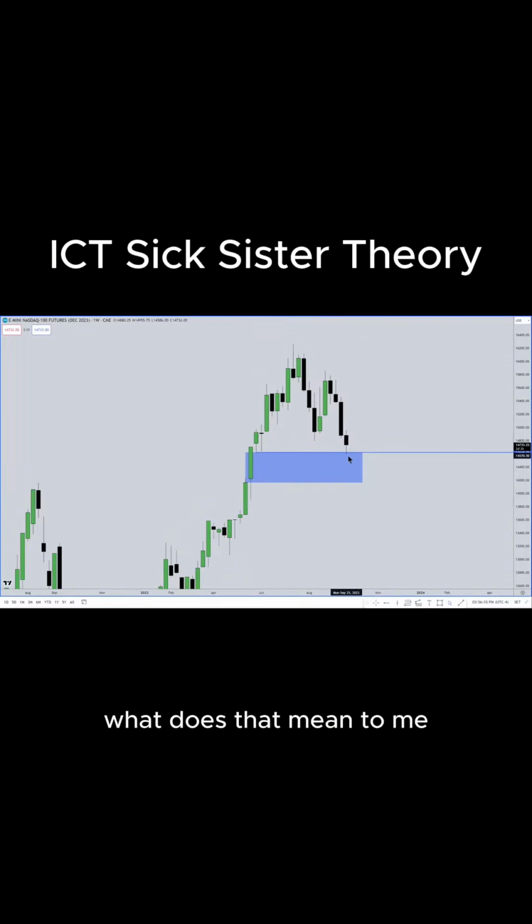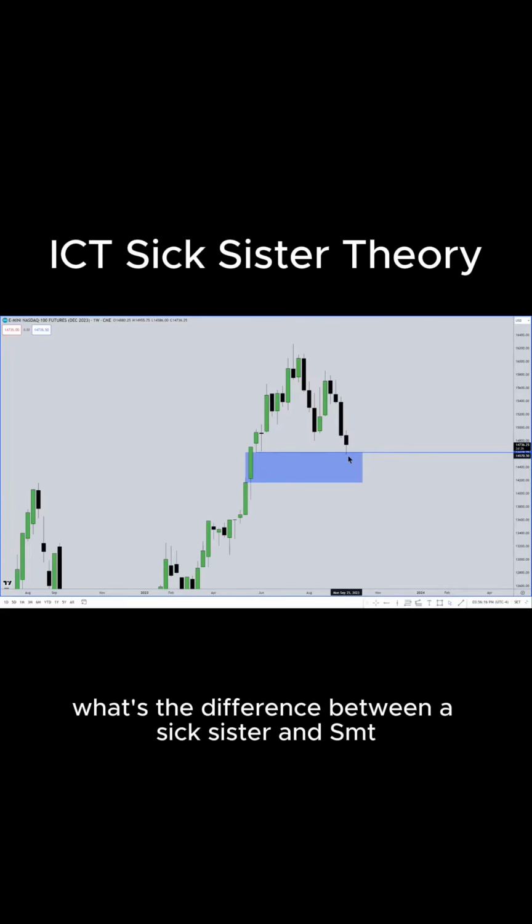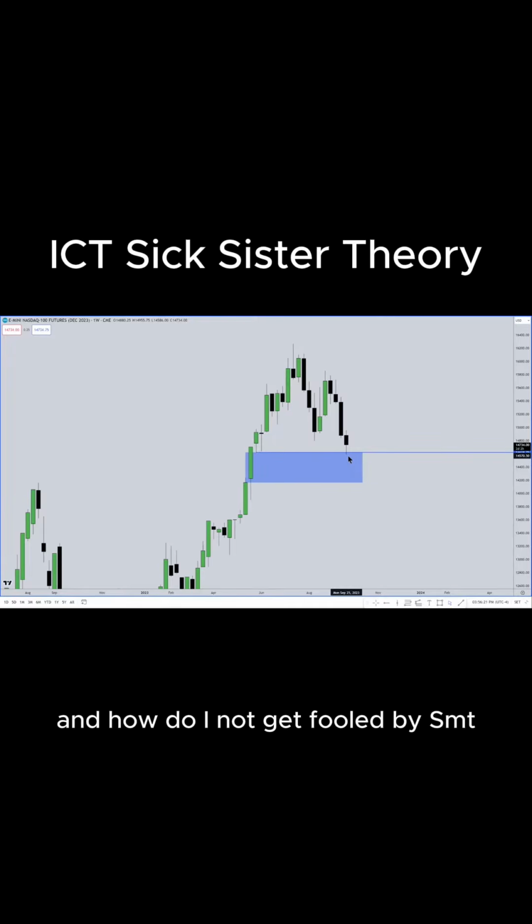What does that mean to me? I don't see that as an SMT divergence that's bullish. See, some of you are wrestling with that. What's the difference between Six Sister and SMT? And how do I not get fooled by SMT when the Six Sister is being employed? Well, that's experience, number one. Experience is going to dictate that.